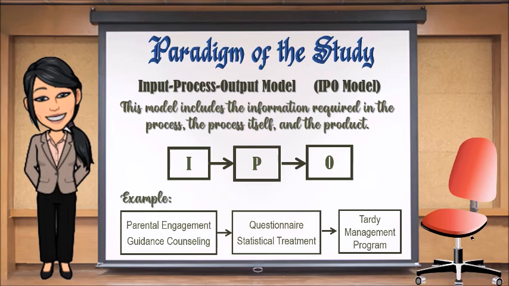Input-process-output model, or IPO model. The IPO model has a causal structure. Here, the outputs are a function of various group processes, which are in turn influenced by numerous input variables. In its simplest form, the model is depicted as input → process → output. Example: parent engagement, guidance counseling → questionnaire, statistical treatment → tardy management program.